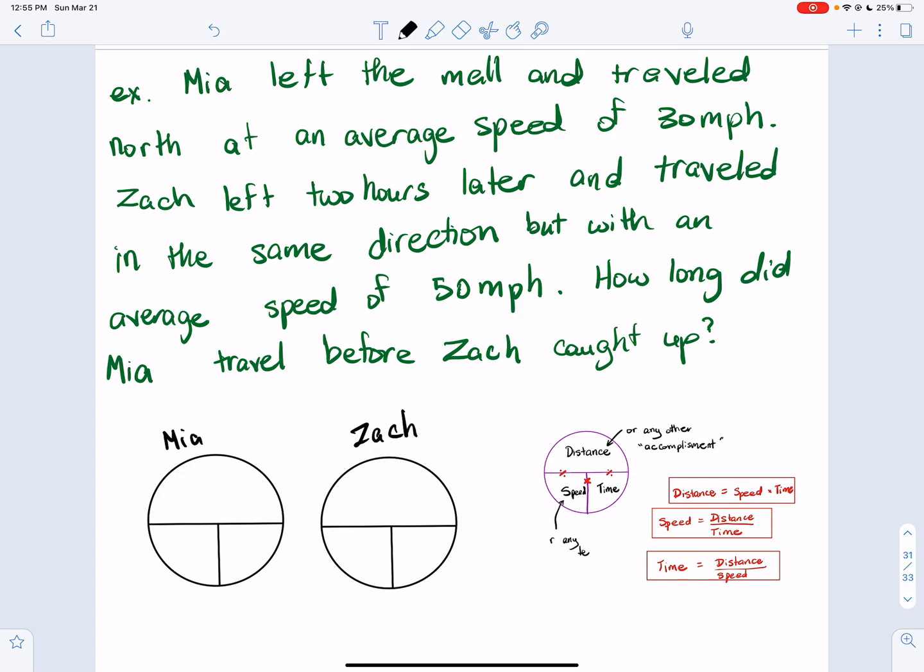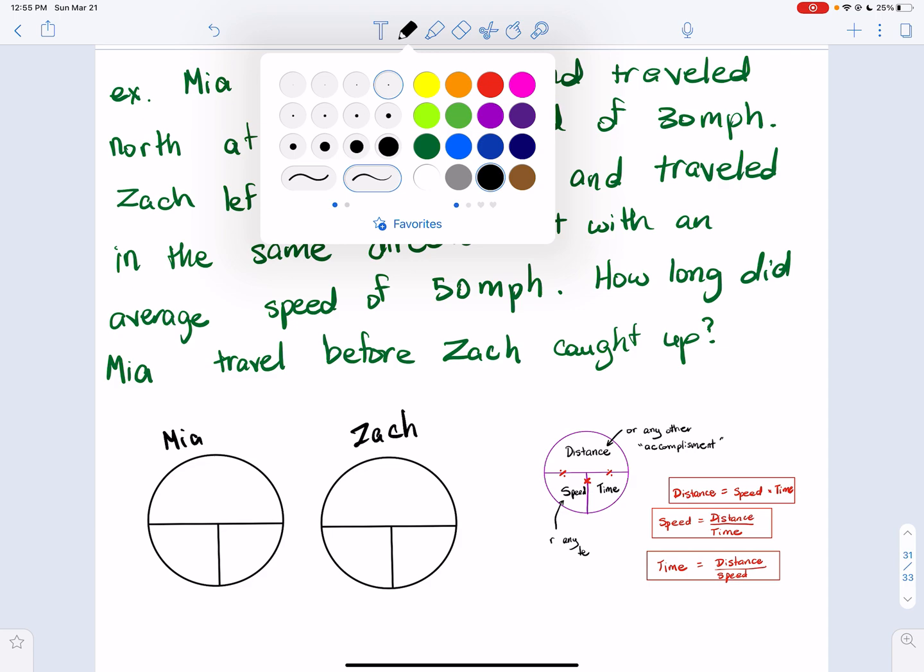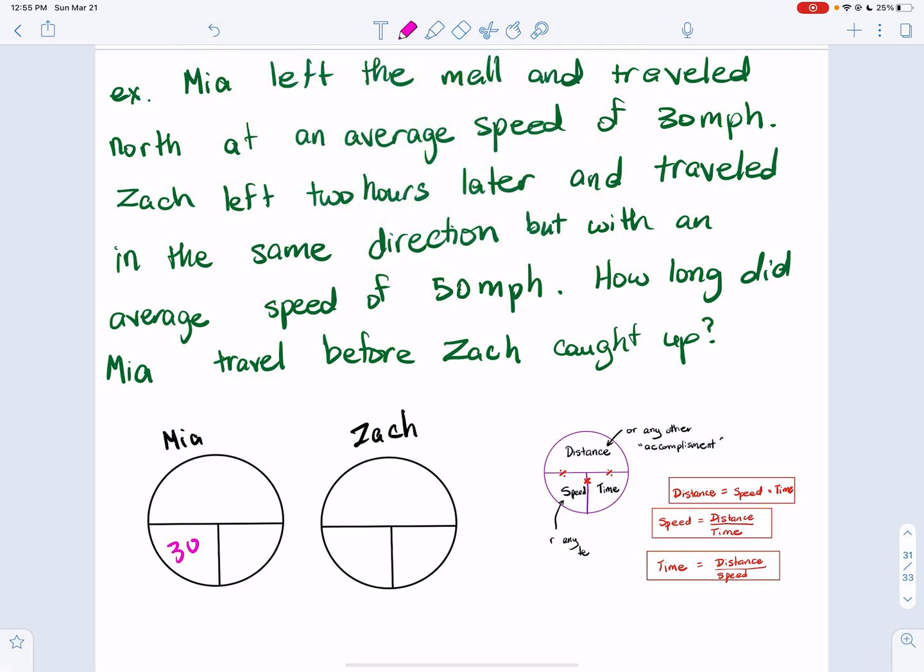Mia left and traveled at 30 miles per hour. So remember that 30 goes in the speed section. We're going to put that in Mia's speed section. For Zach, we also know his speed, and his speed is 50 miles per hour. So I'm going to put that in.